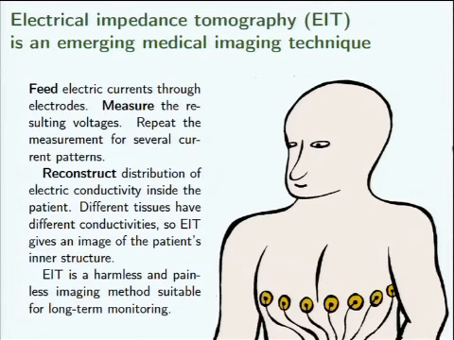So electrical impedance tomography is an imaging method where an unknown target, for example the human body, is probed with electrical currents using, for example, electrodes like this. Then the resulting voltages are measured.